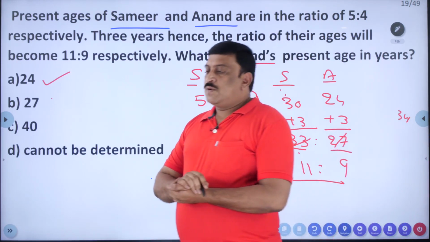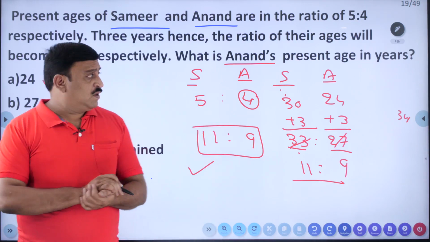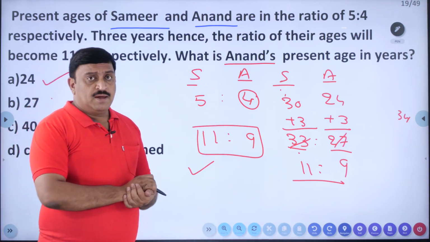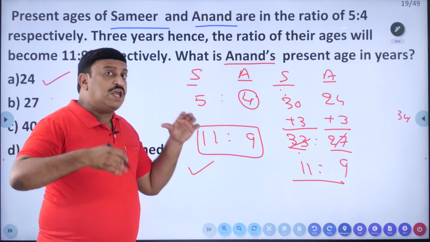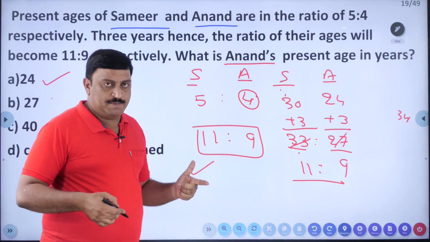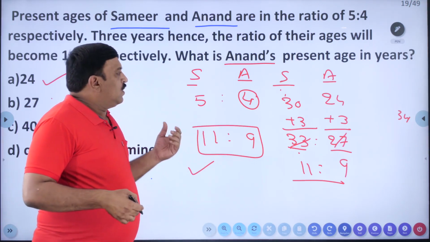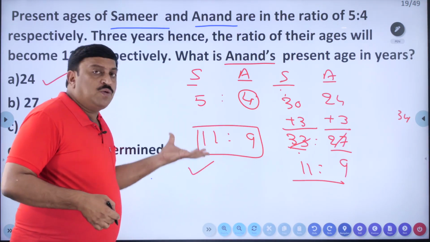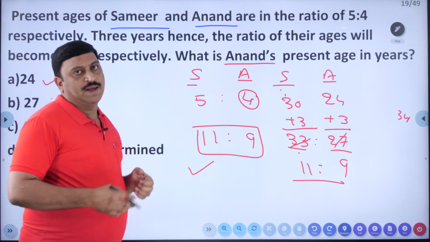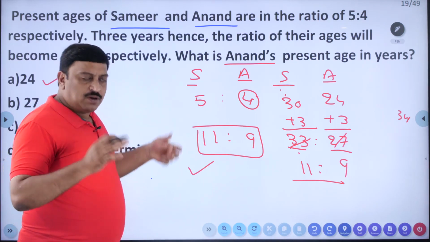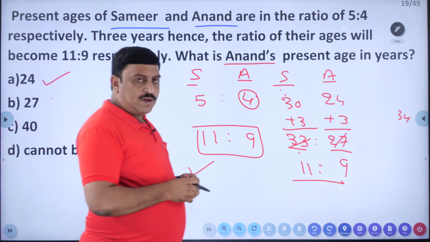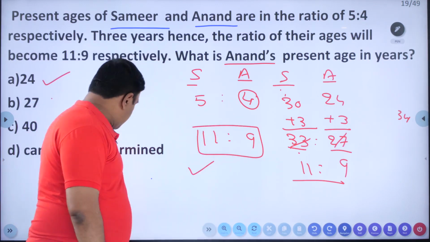Okay, so you understood this balancing technique if the difference is not the same. If the difference is not the same, you have to work until the difference is the same. Once you balance that, you will get the answers easily. Okay. Next question.